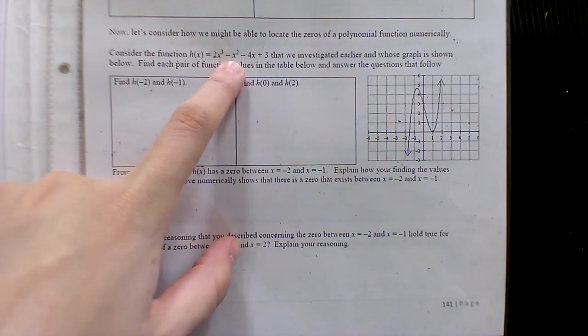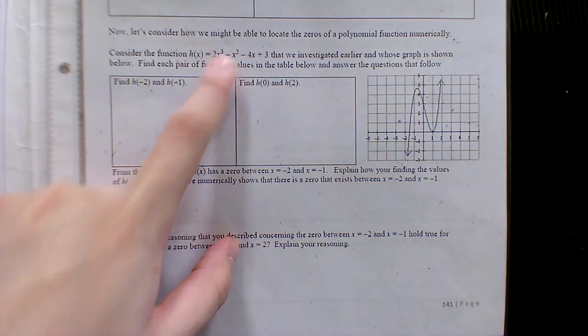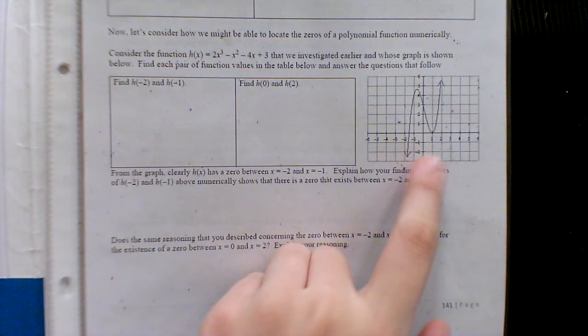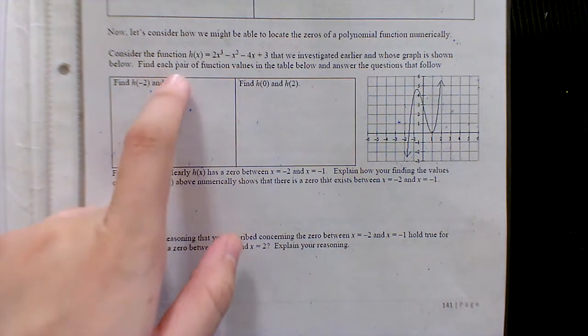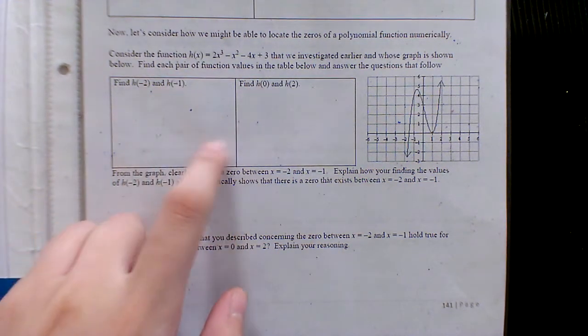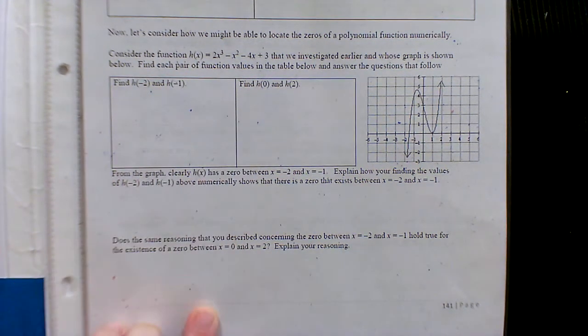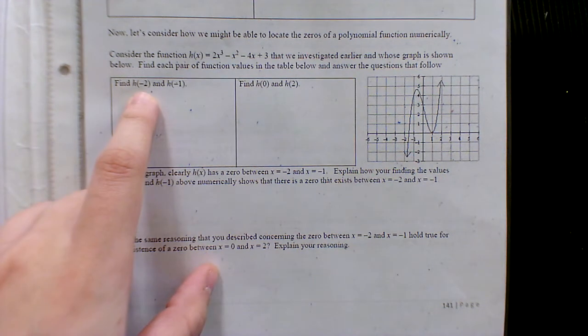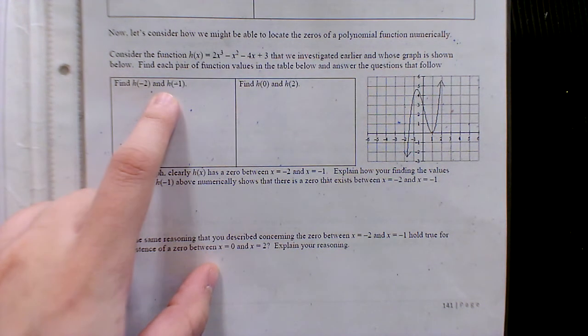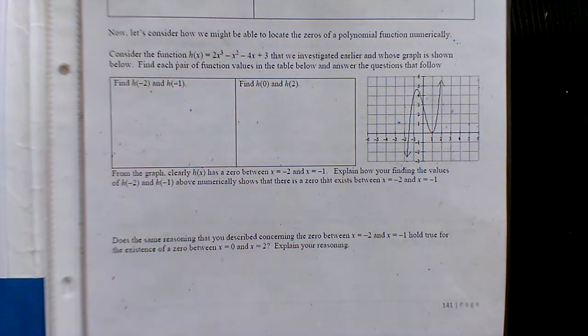We're going to consider this polynomial, this equation, and we've looked at this one before. I think this graph showed up before. We're going to find each pair of function values below, and we're going to use them to help us answer some of these questions. So let's first off go ahead and find h of -2 and h of -1. What are those notations telling us to do? What do they mean?